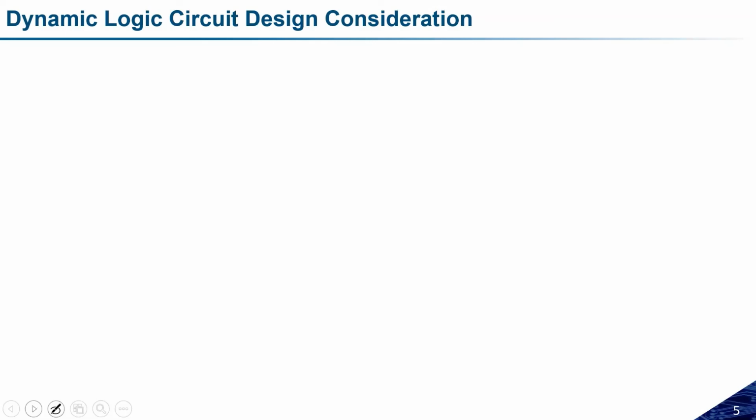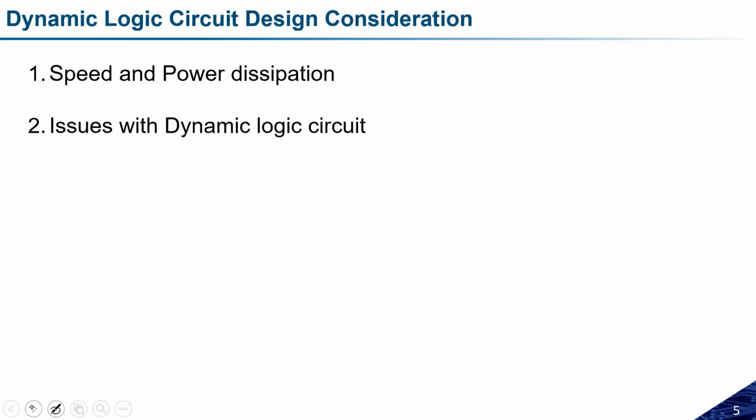Let us discuss a few things. The first consideration is how to improve the speed and the power dissipation. The second design consideration is the different issues with the dynamic logic circuit. We will first discuss how these dynamic logic circuits behave if I'm considering the speed or the delay, and how they behave if I'm considering the power dissipation.